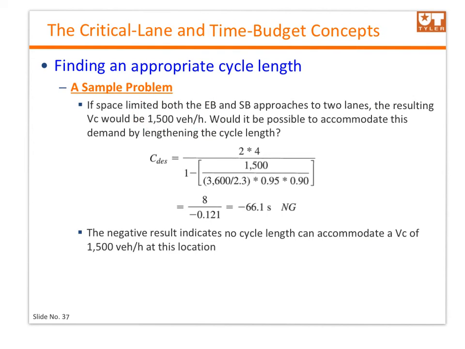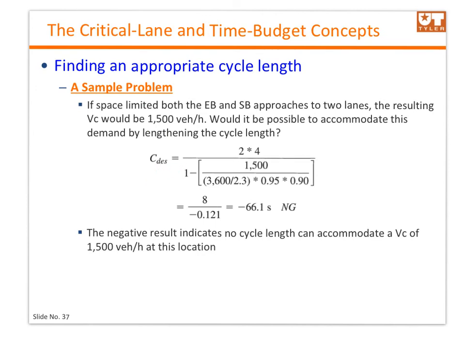And the question here: would it be possible to accommodate this demand by lengthening the cycle length? So now instead of having 3 and 2, we're going to have 2 and 2. Let's see now how we can increase the desirable cycle length to handle this limitation in the number of lanes.